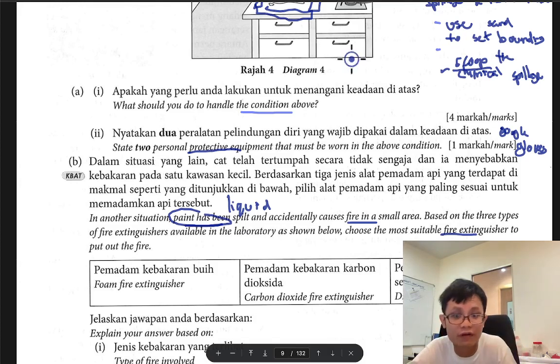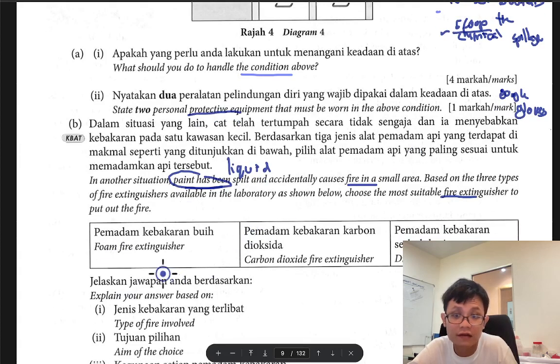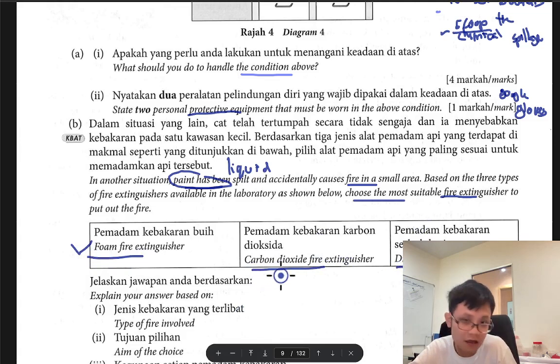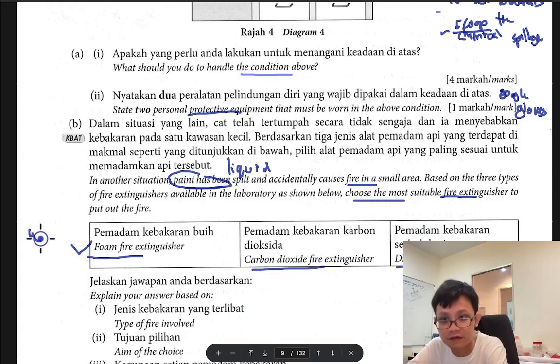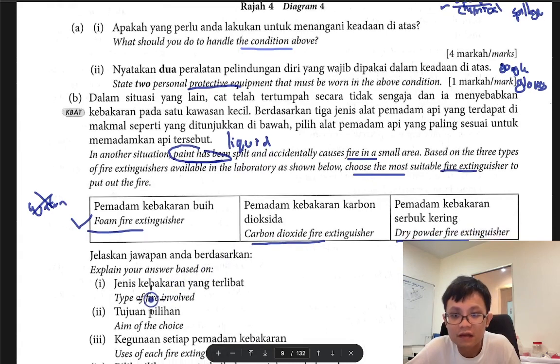If you still remember the previous video, the part A video, we have what? Choose the most suitable. We have foam, we have carbon dioxide, we have dry powder, and one more is water. So we have 4, but water is not in the question. We only have foam, carbon dioxide, and dry powder. What type of fire is involved? So what type of fire is involved?